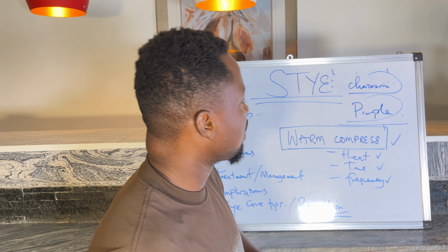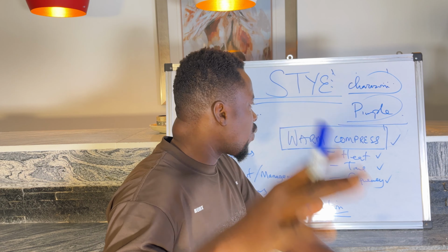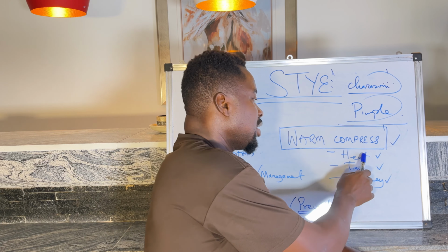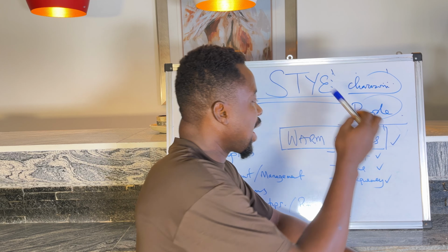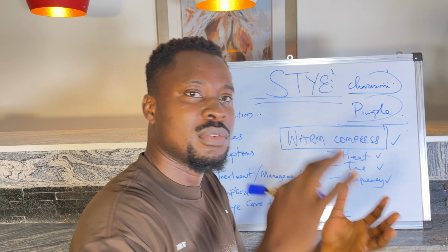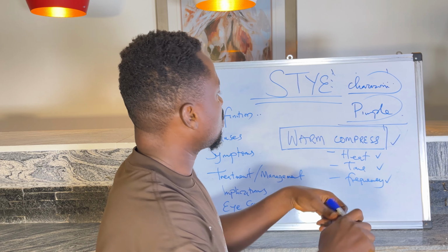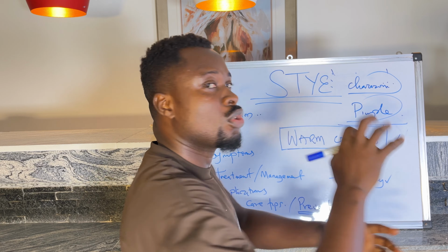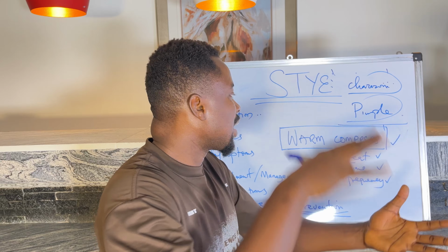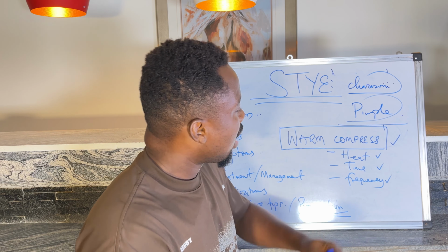When we talk about heat, when you are doing your warm compress, ensure you have a constant heat on your eyelid, at least very moderate heat, not hot. That is why we call it warm compress, not hot, but a moderate constant heat throughout your eyelid.